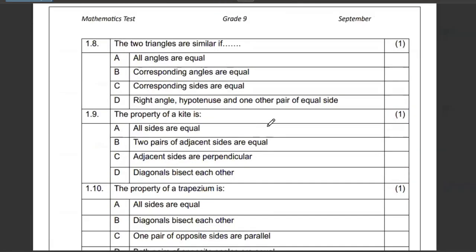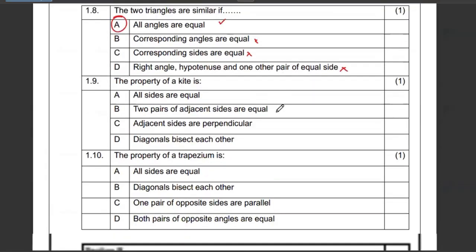1.8, 2 triangles are similar if all angles are equal. That is correct. If corresponding angles are equal, this is similarity. Corresponding sides are equal, that's congruency. Right angle, hypotenuse, and 1 pair, that is congruency. So option A becomes the best option.